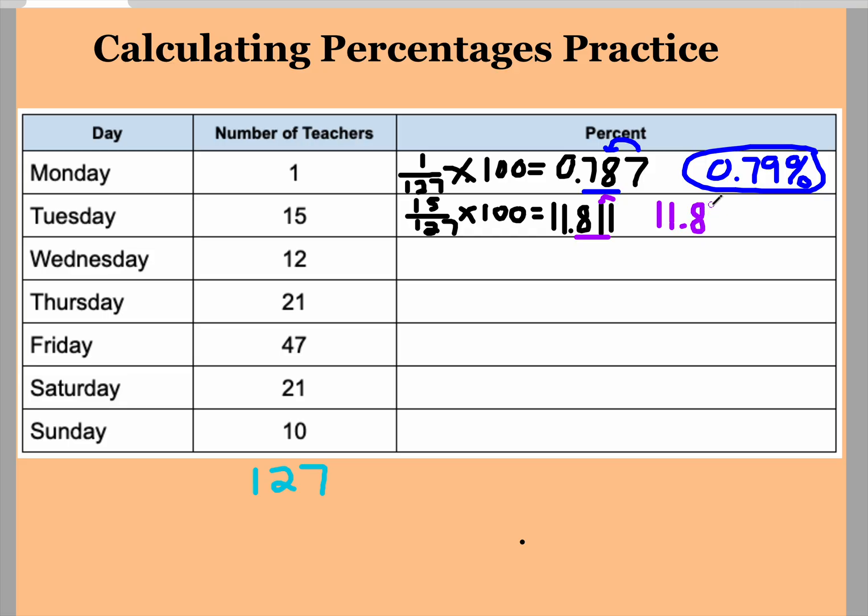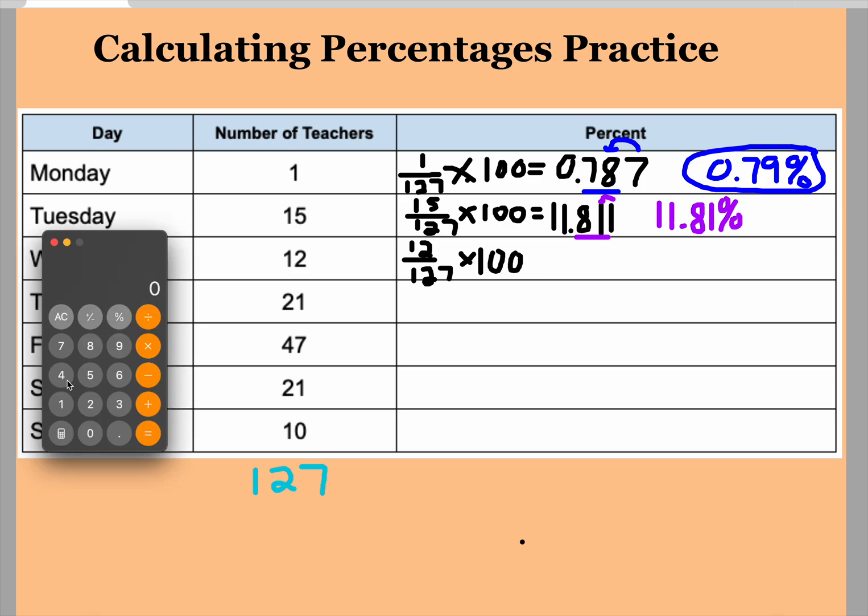We can probably guess based on the numbers that we see that we'll have higher or lower percentages as we go along. So I have a 12 for Wednesday. I'm guessing Wednesday will be a slightly lower percent than Tuesday because it's got 12 people compared to 15. All right, we'll do the same thing. 12 divided by 127 times 100. We left all the space here in this percent column so you can show your work. So I got 12 divided by 127. And then we multiply by 100 to get into a percent.